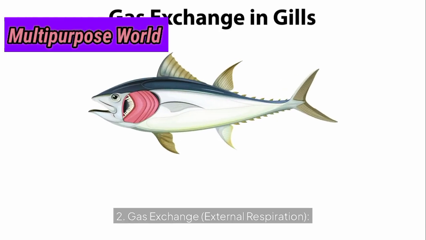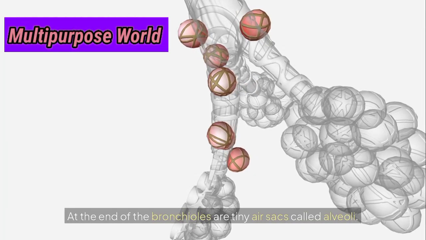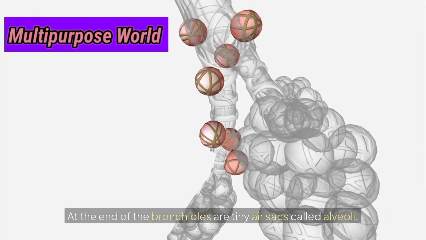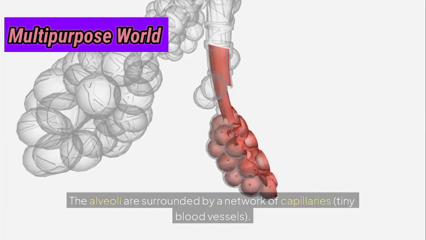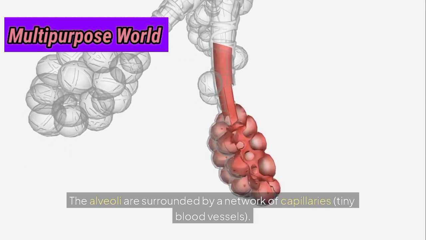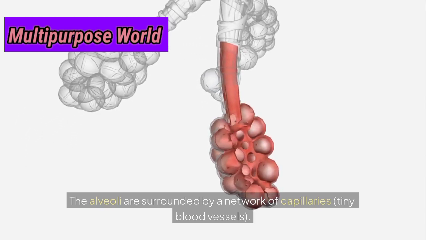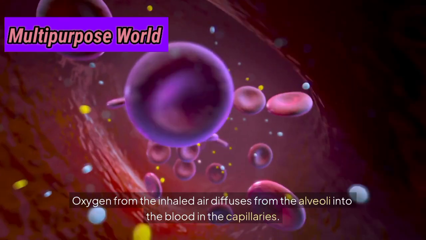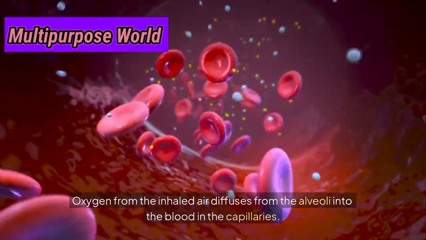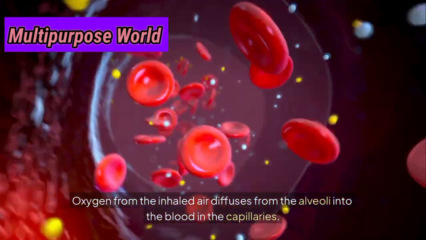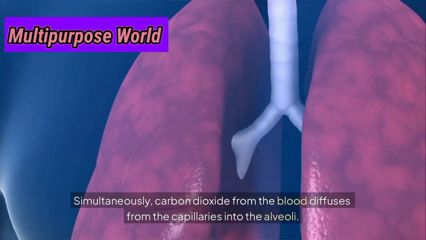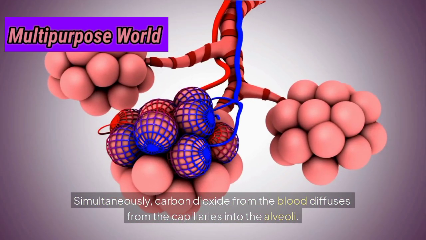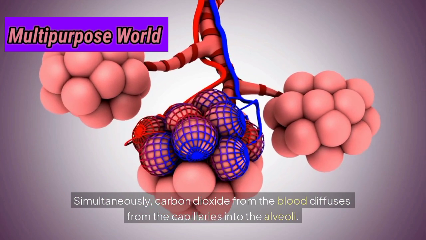2. Gas exchange (external respiration, alveoli). At the end of the bronchioles are tiny air sacs called alveoli. The alveoli are surrounded by a network of capillaries, tiny blood vessels. Diffusion: oxygen from the inhaled air diffuses from the alveoli into the blood in the capillaries. Simultaneously, carbon dioxide from the blood diffuses from the capillaries into the alveoli.